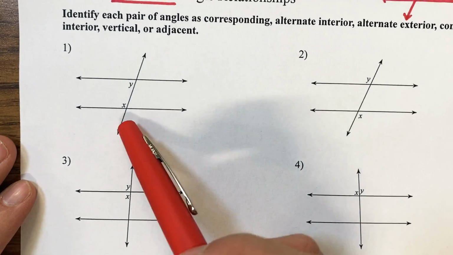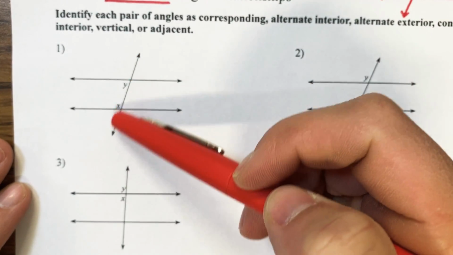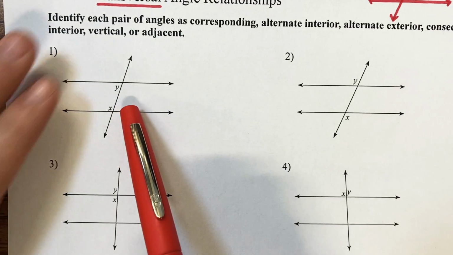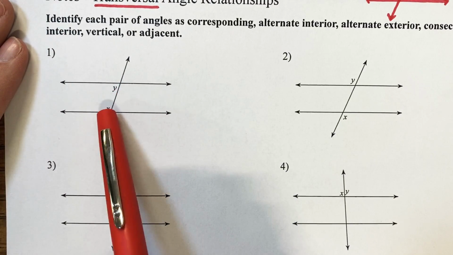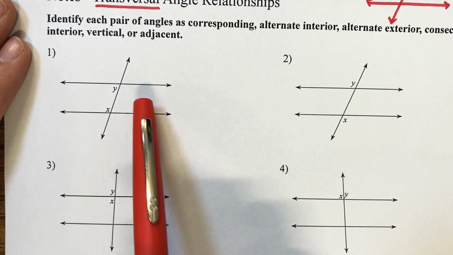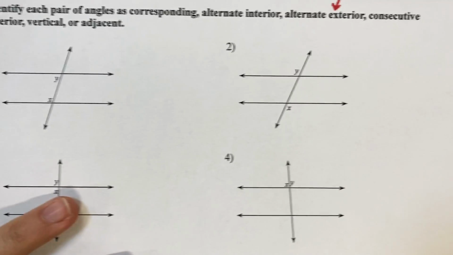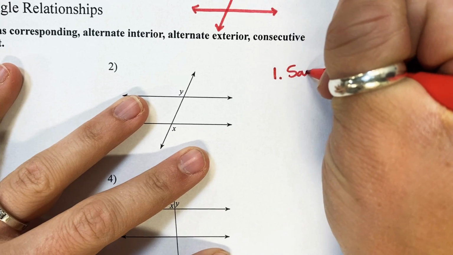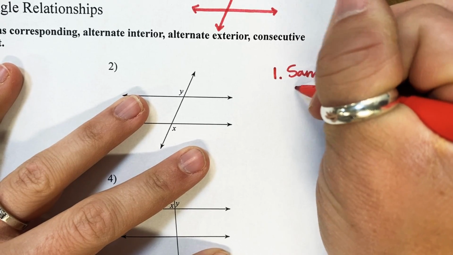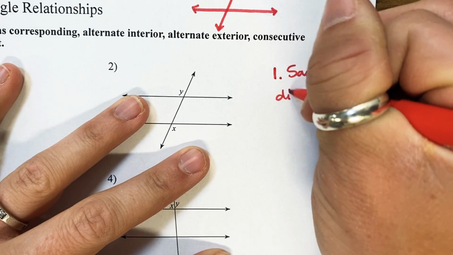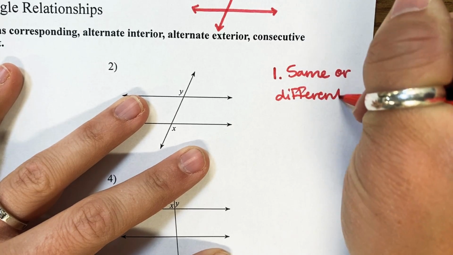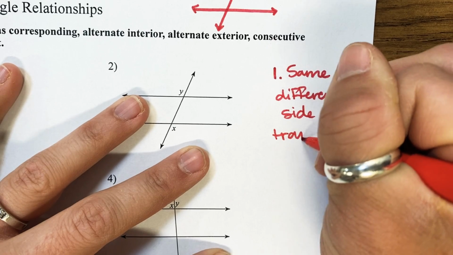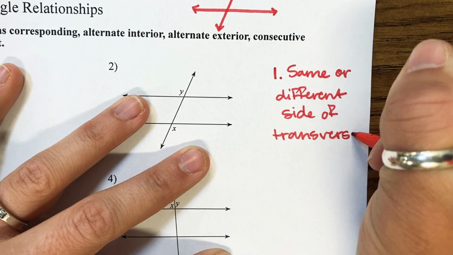So let's look at number 1. Here we have our transversal, the line that's cutting between these 2 parallel lines. We have our 2 angles that it's giving us. Well, we have a couple of questions we need to ask ourselves. In fact, let's write these questions down. Same or different side of transversal. That's the first question we're going to ask ourselves.